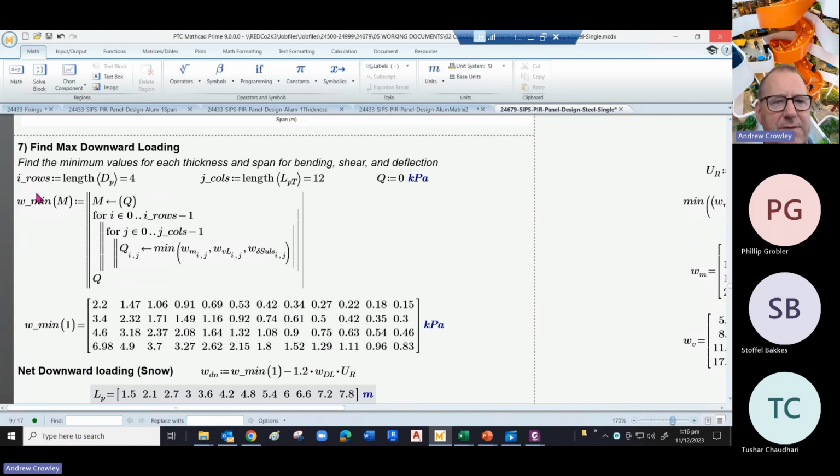So we do a little bit of programming. So first of all, we find out how many rows we've got. So our rows are using the length function for the matrix, and that gives you 4. So we've got 4 thicknesses. And then we look at the columns. How many spans are we looking at? Well, we're looking at 12 different spans. We initiate our matrix by giving it a 0 value. And then we go for all the rows and all the columns. We populate the values and we pop in the minimum of the load in bending, in long-term shear, and in deflection for snow load. And that pops out this matrix.